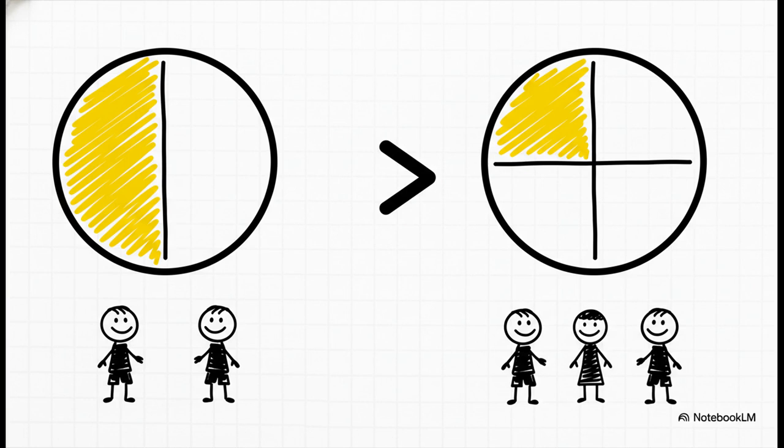And this is the absolute key. More people sharing means smaller pieces for everyone. The bigger that bottom number gets, the more ways you're splitting it, and the smaller your individual share is going to be. That's why 1/2 is way, way bigger than 1/4.